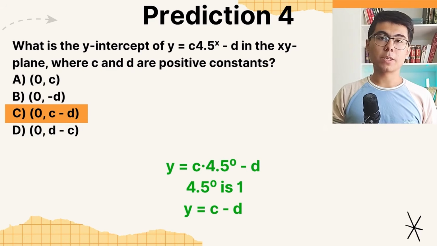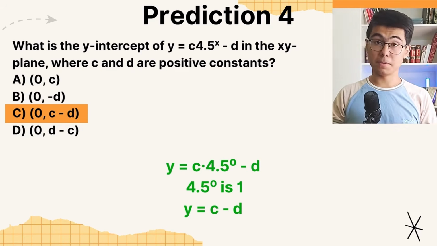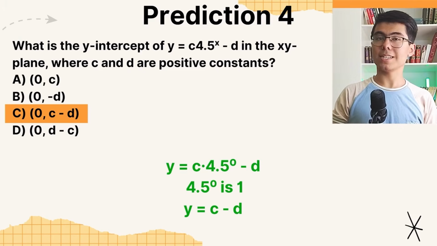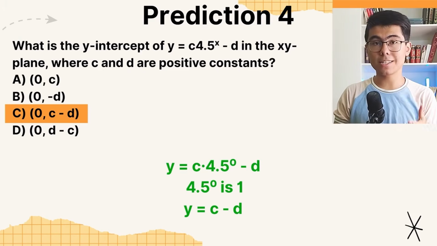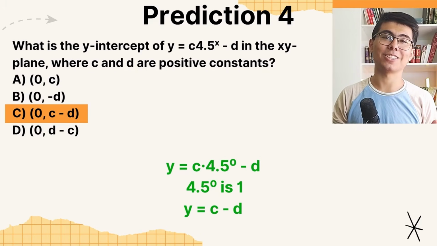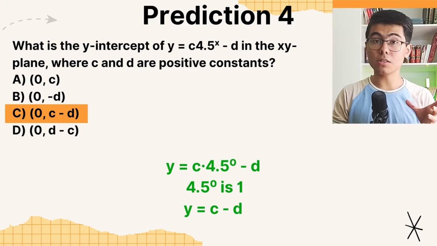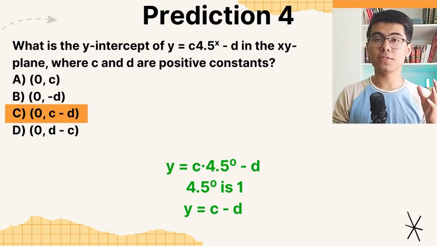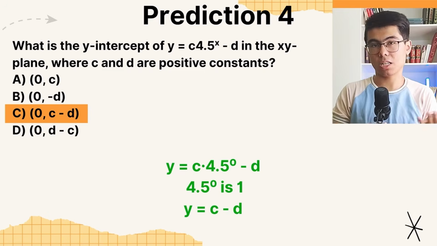Choice A is not correct because it ignores the negative d. Choice B is not correct because it ignores the c multiplier. Choice C is exactly what we calculated. Choice D is the reverse and would be negative if c is more than d, so it's wrong.